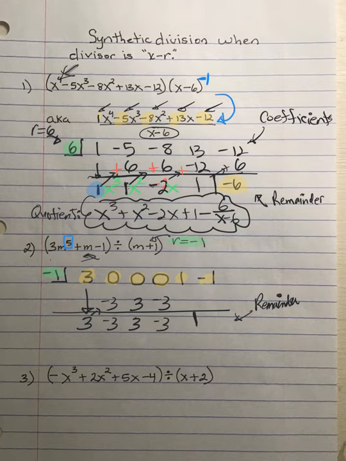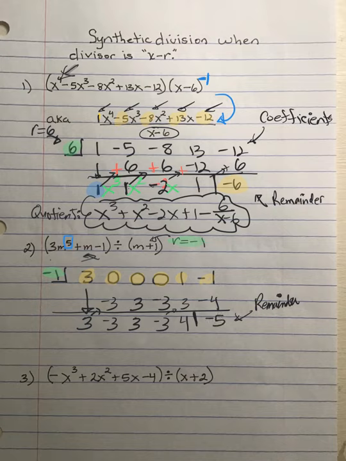Add, you get negative 3. A lot of 3's in this problem. Sorry, negative 1 times negative 3 is 3. And then 1 plus 3 is 4. Yay, finally something different. Negative 1 times 4 is negative 4. And then when you add that, you get negative 5.